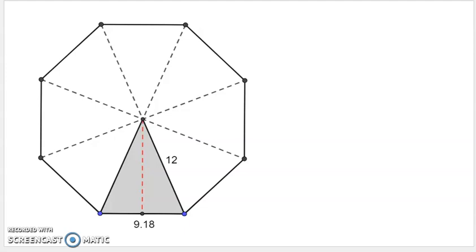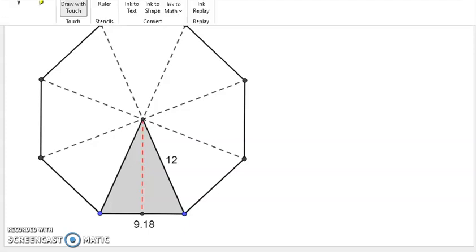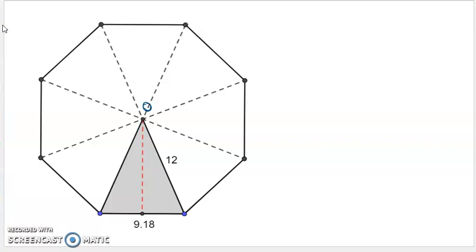Hi everyone. This is just a quick video on how to find the area, or at least one strategy to find the area of a regular polygon. On the page here you have a regular octagon. It has a radius of 12, and the radius is a segment from the center, which we'll call center O, to the vertex, and that's 12.